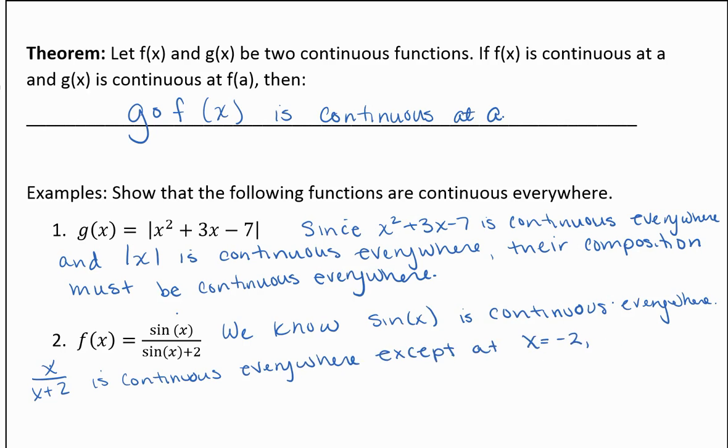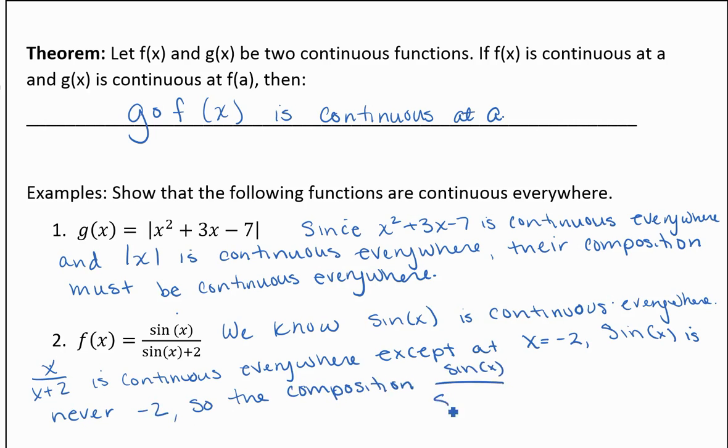Well, we also know that sine of x is never negative 2, right? Sine of x goes between negative 1 and 1. So the composition sine of x over sine of x plus 2 is continuous everywhere.